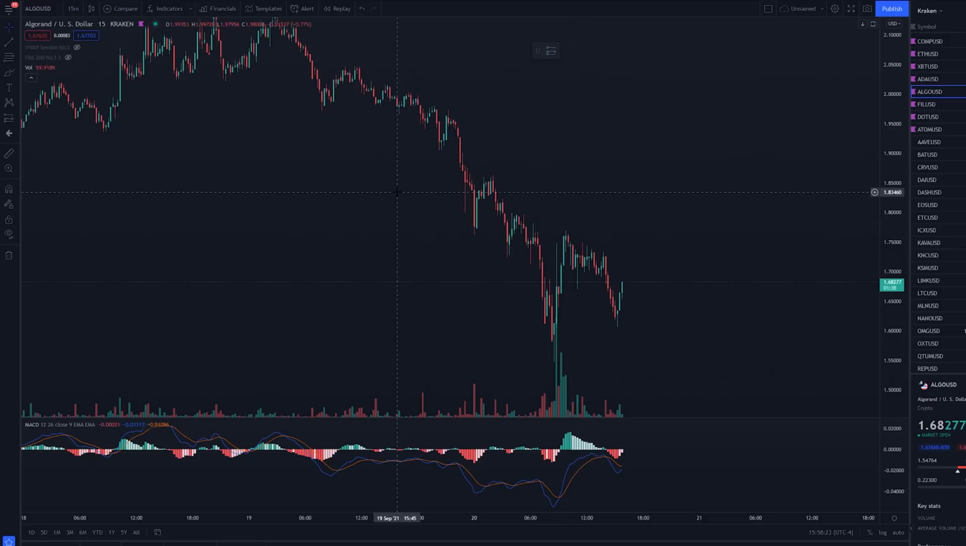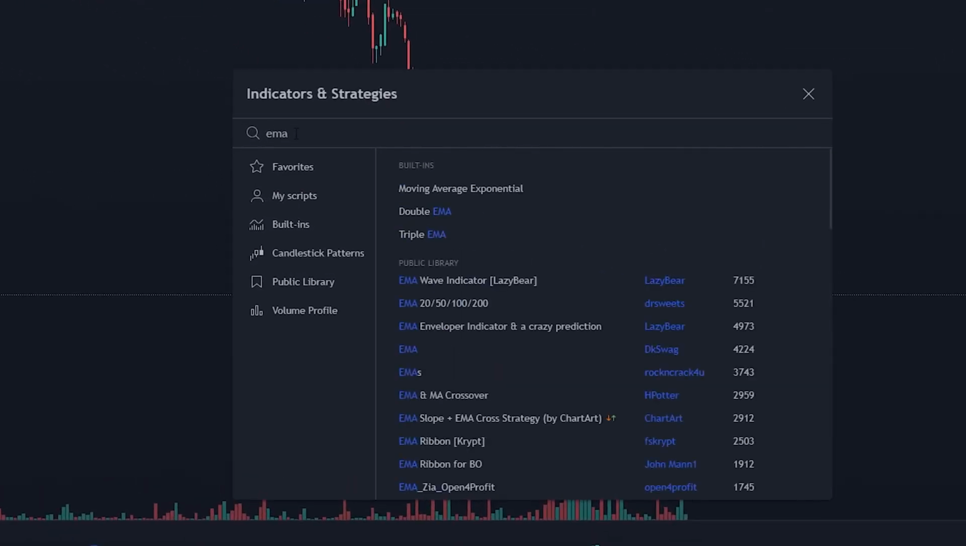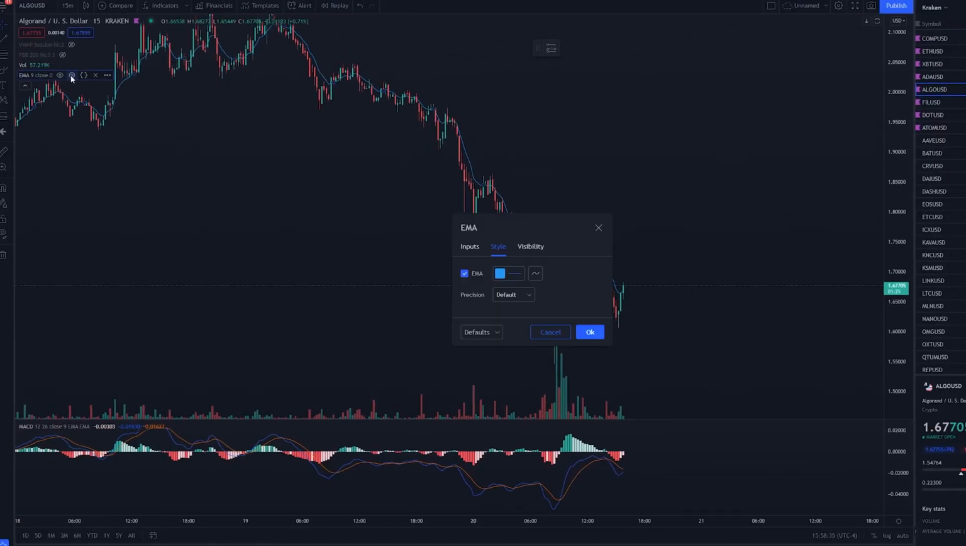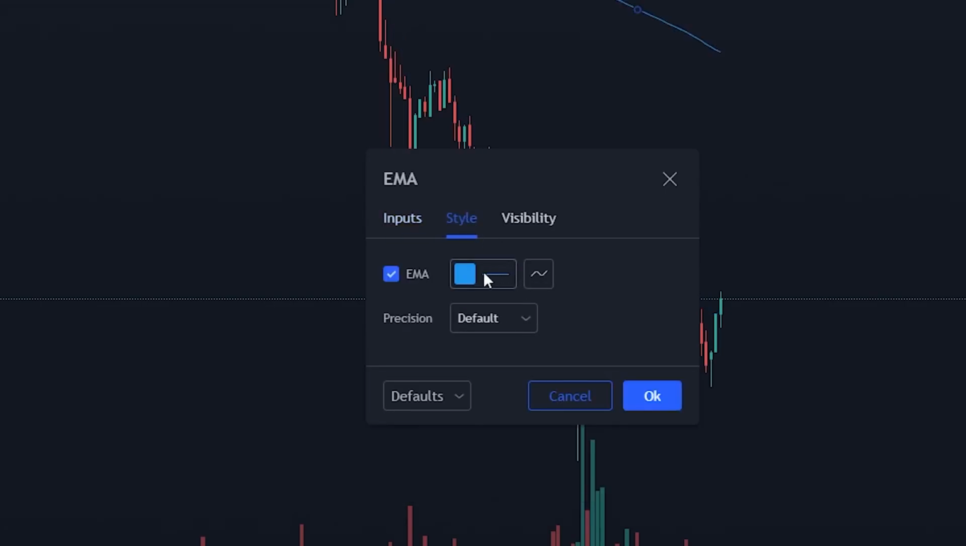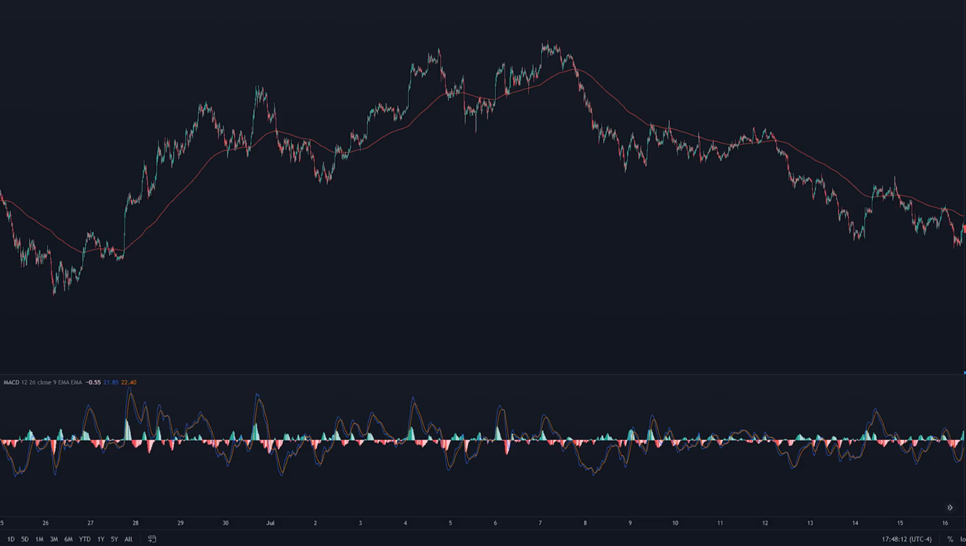To do this, you're going to go to the indicators tab on TradingView and type in EMA, which stands for exponential moving average or moving average exponential. Click the top one. Then you're going to go here, click the settings of the EMA, go to inputs and change the length to 200, which is going to make it a 200 exponential moving average. Then you're going to go to style, and I like to make mine red, but you can make it whatever color you want. Once we have the EMA indicator added, you'll see just a single line.